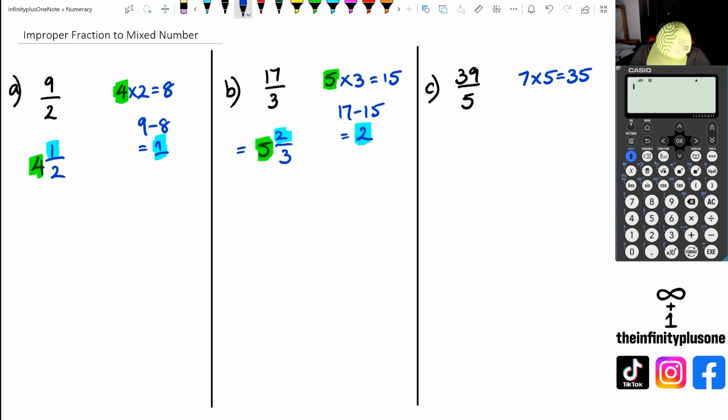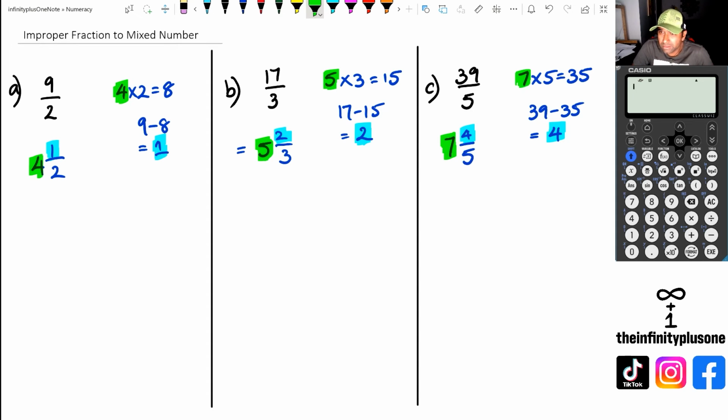Now, I could start writing this as 7 something fifths, and then look at the remaining amount. In this case, we're going to do 39 minus 35, and that gives me 4, which ends up here. So once again, 4 is what's remaining after 39 take away 35, and the 7 is going to end up in front of the 4/5 there.